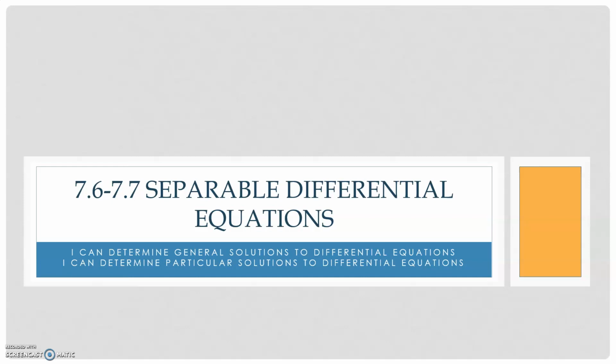There are two types of solutions. One is the general solution, which would involve a plus c, and the other is a particular solution, which you can only find if you have an initial condition, so then you can figure out what the plus c is.